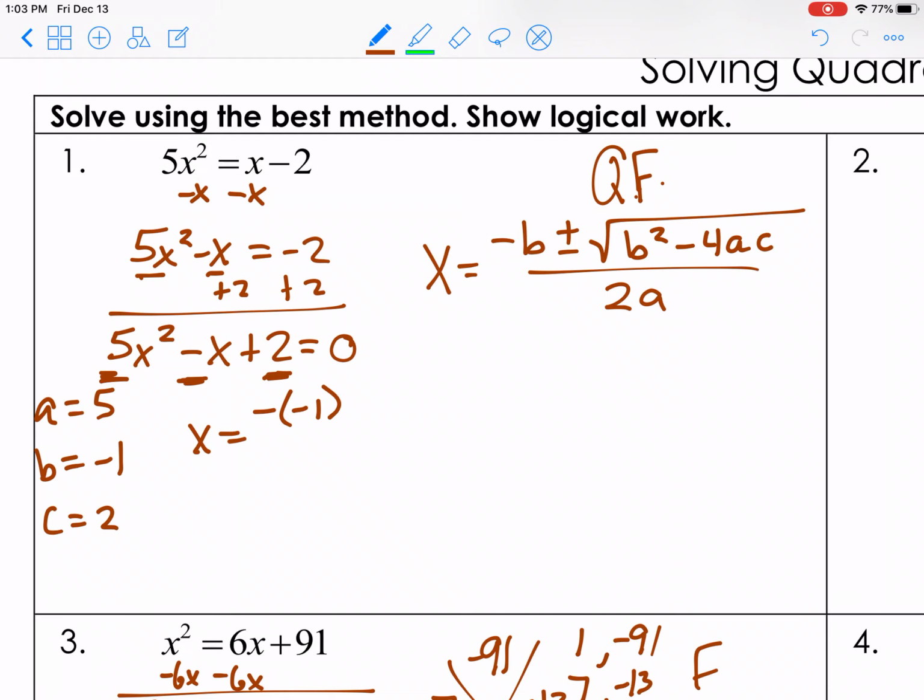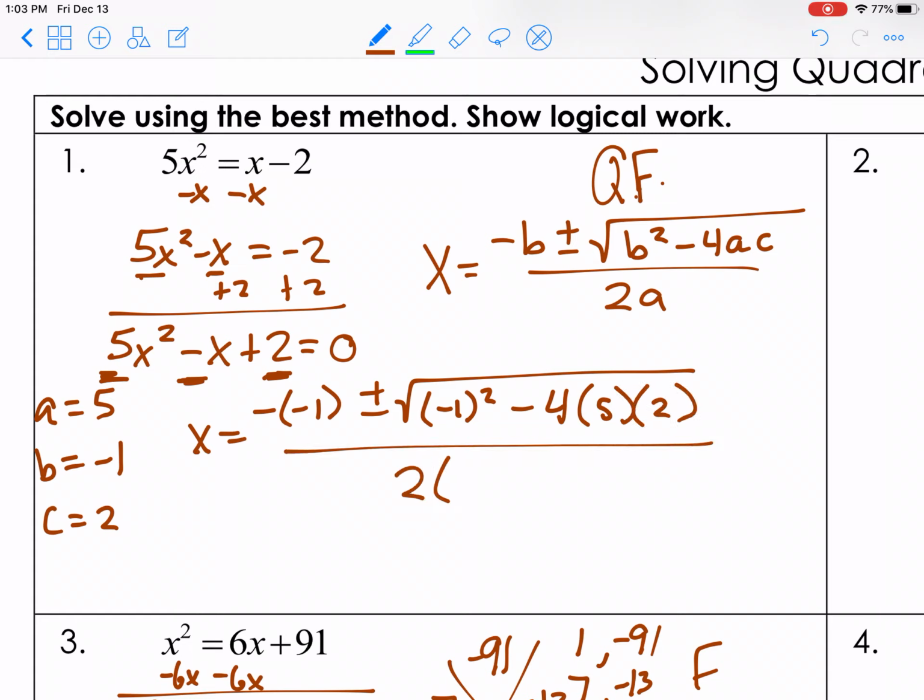So x equals negative b, since b is negative 1, that's what goes there, plus or minus the square root of b squared, so I'm going to go negative 1 squared, minus 4 times a is 5, times c is 2, all over 2 times a. All right, to solve this, I recommend putting these numbers in your calculator. You can do mental math, but also maybe check it with your calculator. It's easy to make mental errors there.